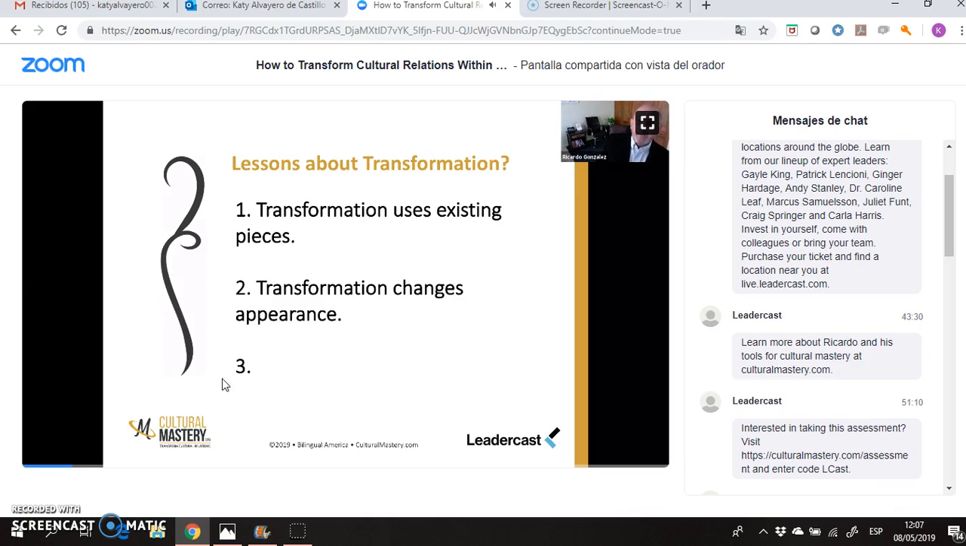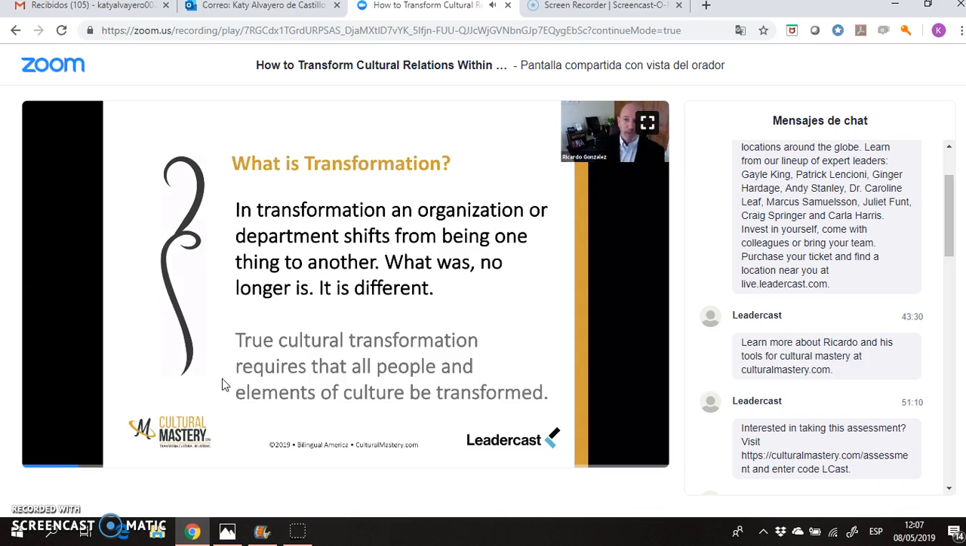Here's the second one: transformation changes appearance. Everything about an entity or an organization or even a person who is transformed looks different, okay? And the third thing we can gather from watching a transformer toy is that transformation is a process. It doesn't just happen. There's a specific movement and sequence of movements that get us to transformation, okay? We'll put that together in just a little bit.